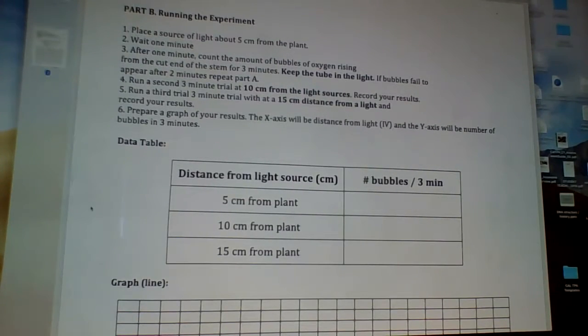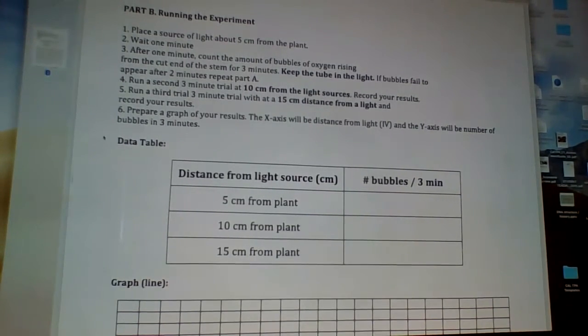Then you're going to run a second 3-minute trial at 10 centimeters from the light source. Then you record your results for this trial. Then you run a third 3-minute trial with a distance of 15 centimeters from the light and record your results. You're going to record your results on this table right here in the middle. Distance from the light source, 5 centimeters. You're going to count the number of bubbles that you see in 3 minutes. Then you do it from 10 centimeters. You count the number of bubbles again. And then finally from 15 centimeters, you're going to count the number of bubbles that you see.